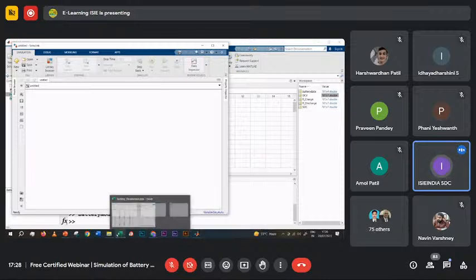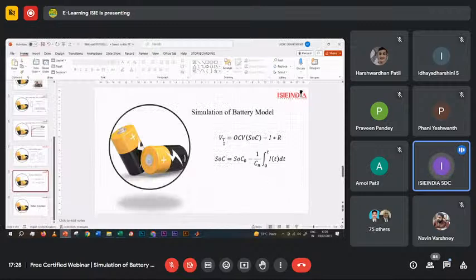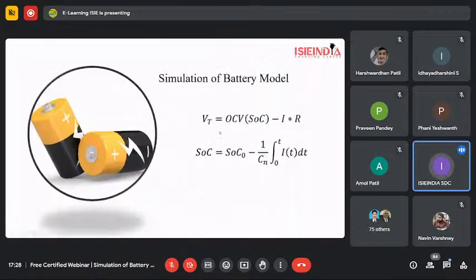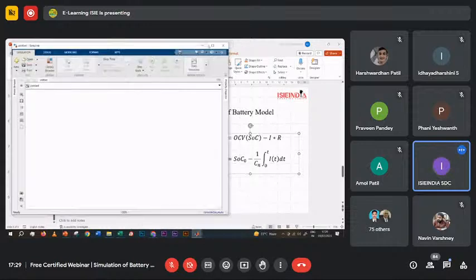So what were my equations? These are my equations. This is VT, which is equal to the function of OCV, minus I into R. And this is the integration of I dt, where Cn here is the capacity, the Ah rating of the battery, SOC0 is the initial SOC, and this is the present SOC. So let me open MATLAB Simulink. Okay.